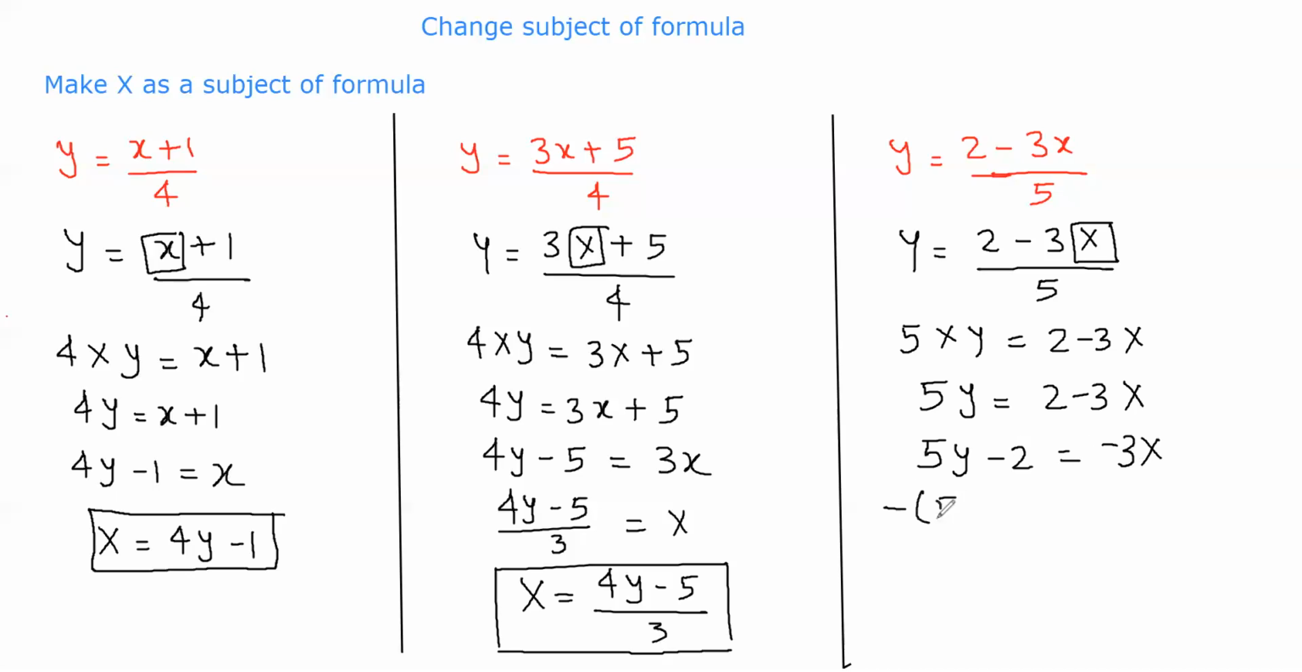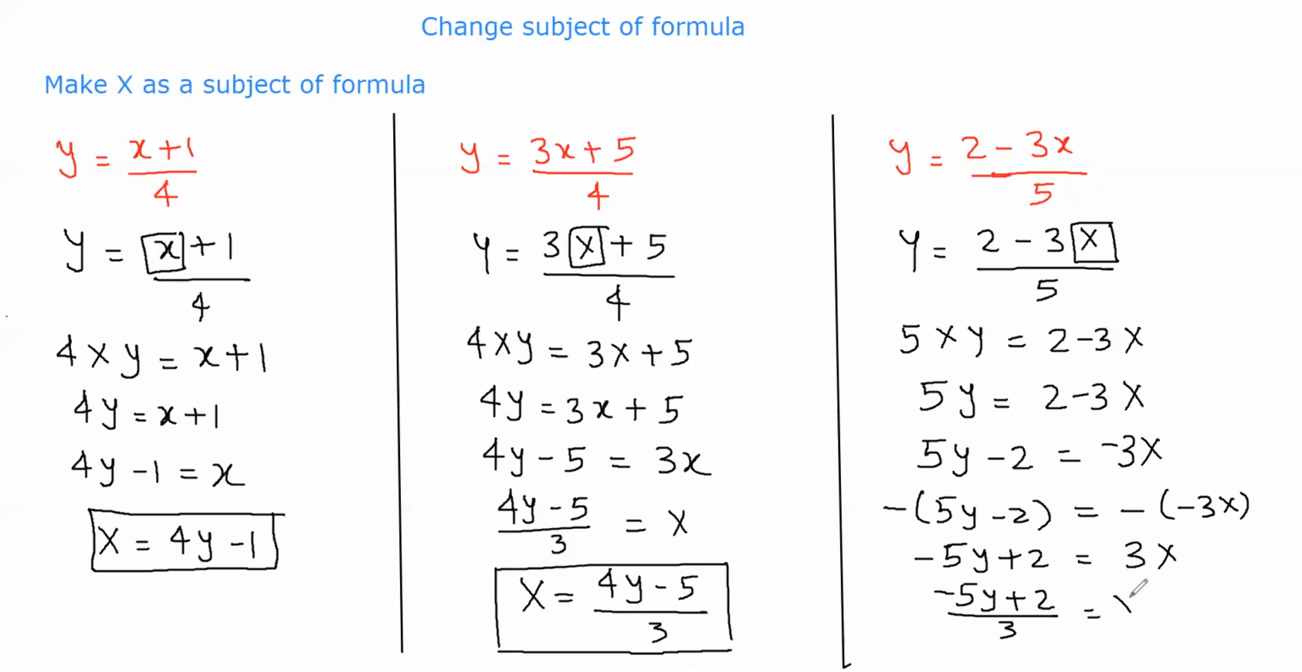So negative 5y take away 2 is equal to negative 3x, which is equal to negative 5y plus 2 is equal to 3x. Now this is multiply, so we can shift it to the other side, which will come as a divide, is equal to x. And we can also write it, x is equal to 2 take away 5y divided by 3, is our subject of formula, right? Amazing.